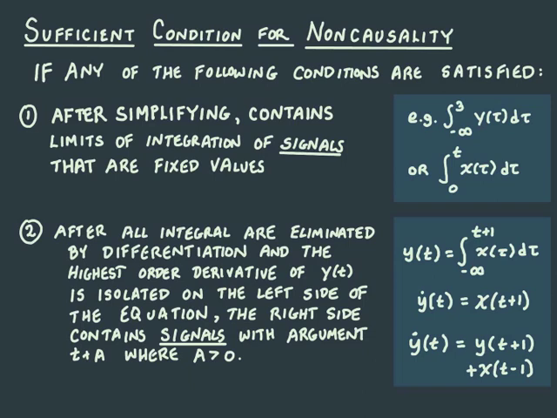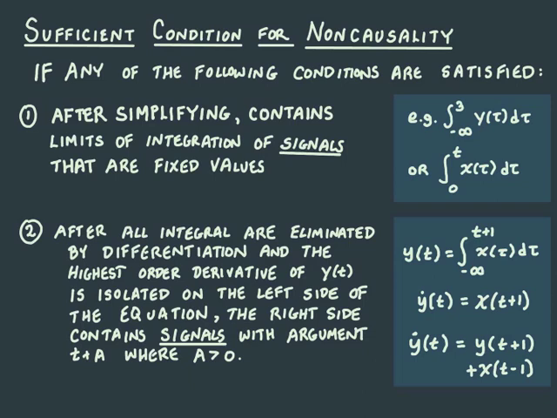Also, if we have a term, say, that is the integral from 0 to t of x of tau d tau, that will be a non-causal system, because the lower limit of integration is a fixed value, 0. For this condition, infinity or minus infinity does not count. It's only when we have fixed values like 0 or 3 in our limits of integration.